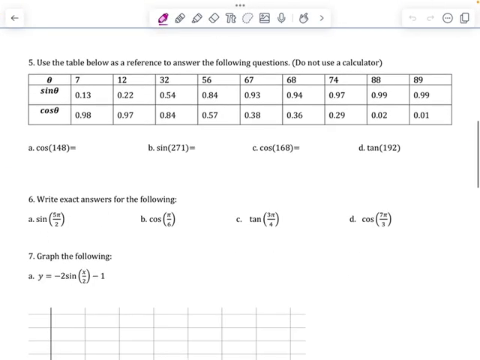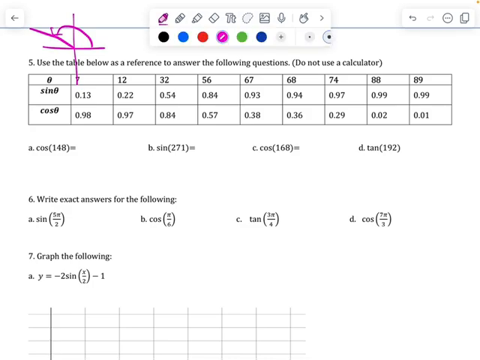This one right here, question number 5. For this one, we're all about using the reference angle. Let's do the cosine of 148. Now, 148 is not quite to 180. In fact, 148 is going to be 32 degrees shy of 180. So 32 is the reference angle.